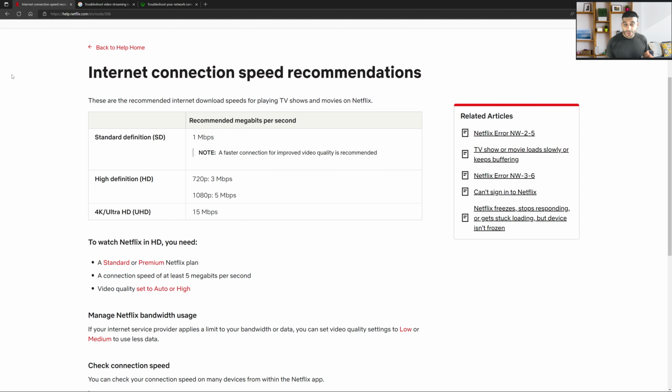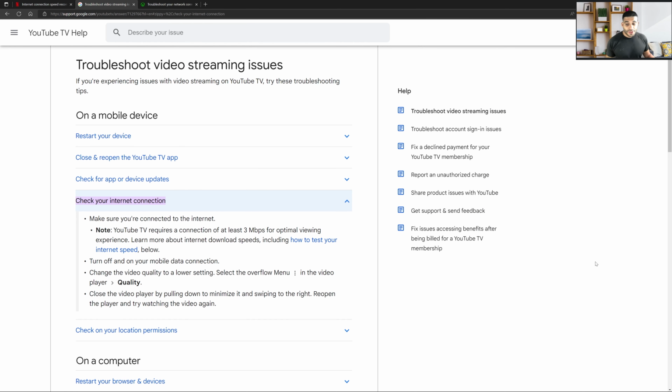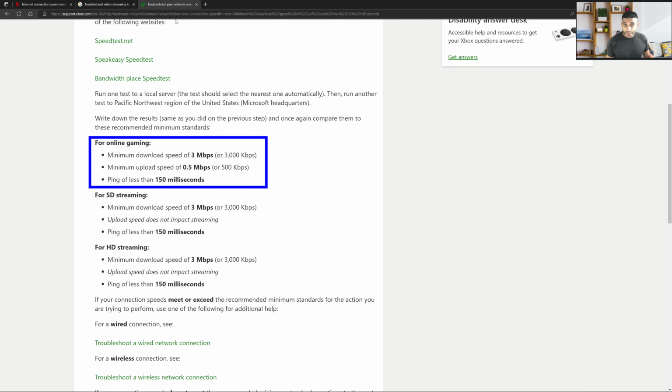Now let's take a look at what YouTube TV says. As you can see here, YouTube TV recommends at least 3 megabits per second in order to have optimal viewing. Now let's jump over to Microsoft and see what they say if we want to game. Microsoft says that you need a minimum of 3 megabits per second on the download and 0.5 megabits on the upload in order to do online gaming. Of course, everything that I'm reading here is minimums, and you want to have a lot more than that. But the point is, at a minimum, it doesn't require as much as you think it does.